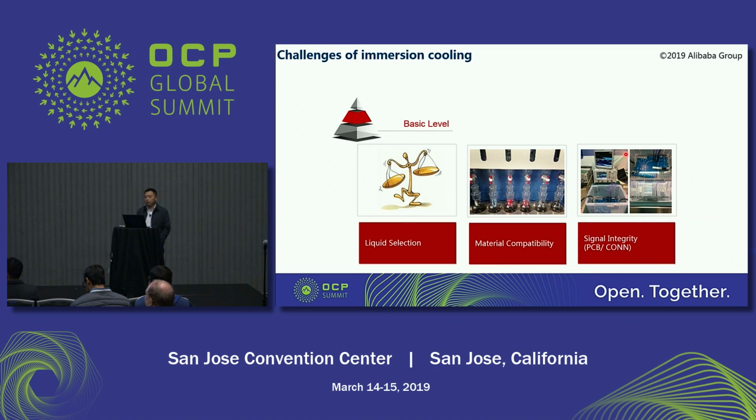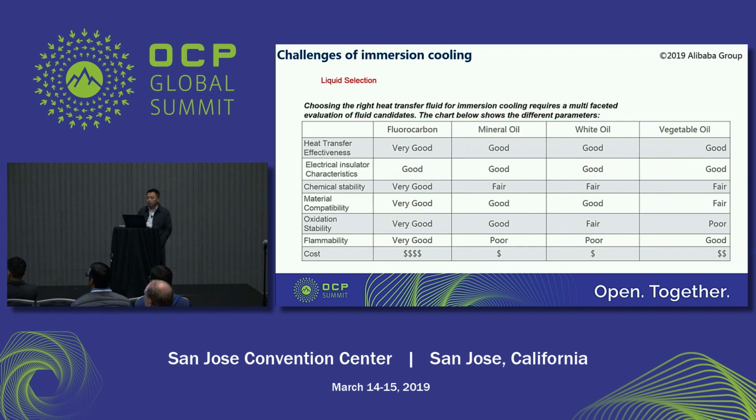The basic level, I think, contains liquid selection, material compatibility, signal integrity. Firstly, choosing the right heat transfer fluid for immersion cooling requires a multi-faceted evaluation of fluid candidates. The chart shows below the different parameters.